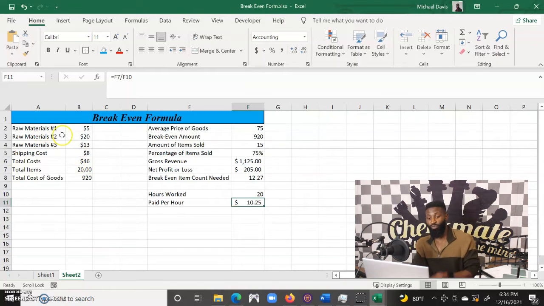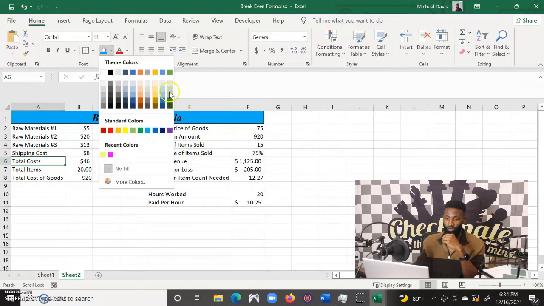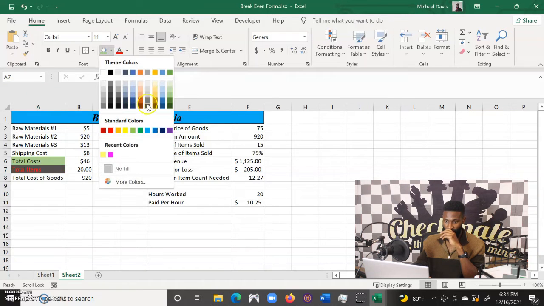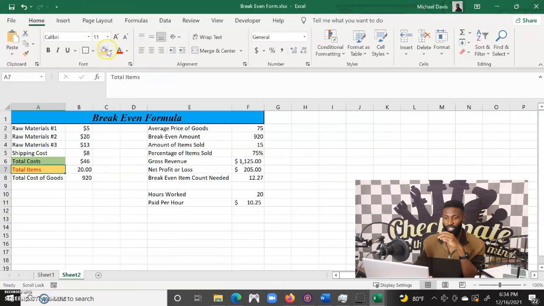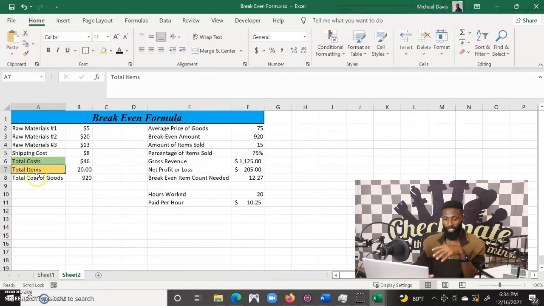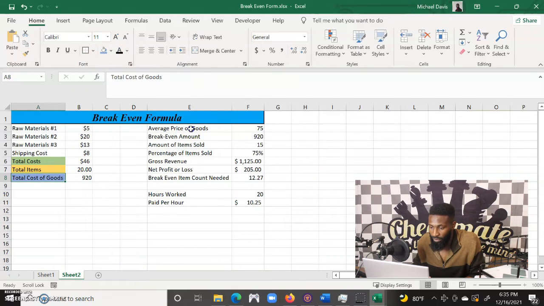Now this is just a simple breakdown right here. Now let's put some colors on this so we can talk about it. You got to know how much you are paying for your product. That's one of the things I don't see people understand well enough. They keep excluding the amount they pay for these items before you sell them. Bring this back to black. And total cost of goods. This is your upfront investment that you're trying to make money off of.